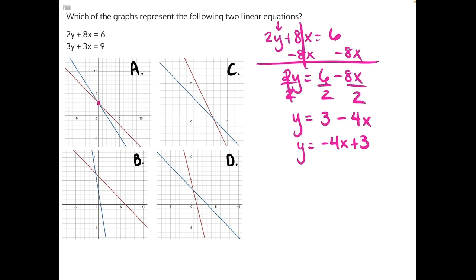Here we have both intersect at positive 3. Here we have 1. Here we have both. And here we have 1. So we can't eliminate anything yet, but let's do the other equation and see.